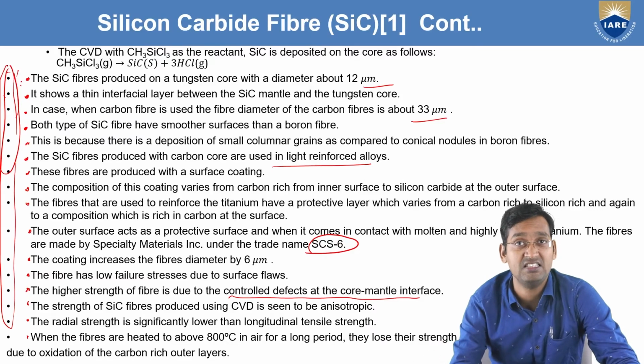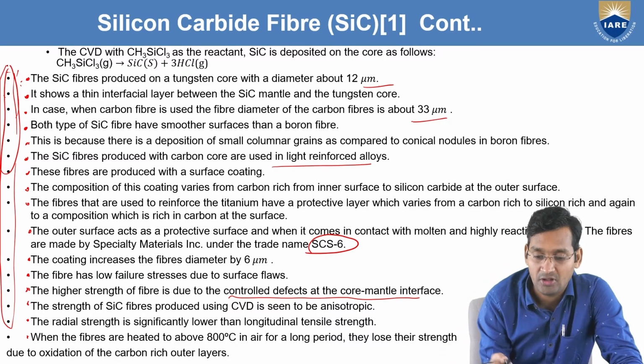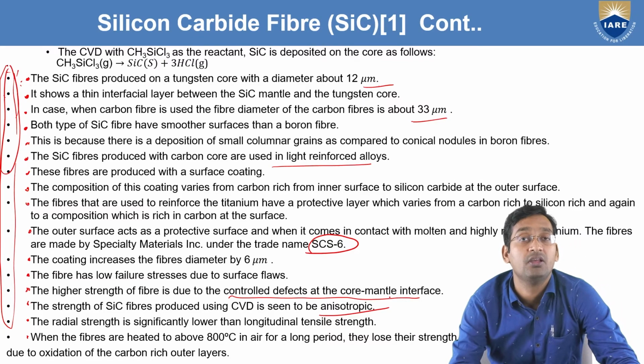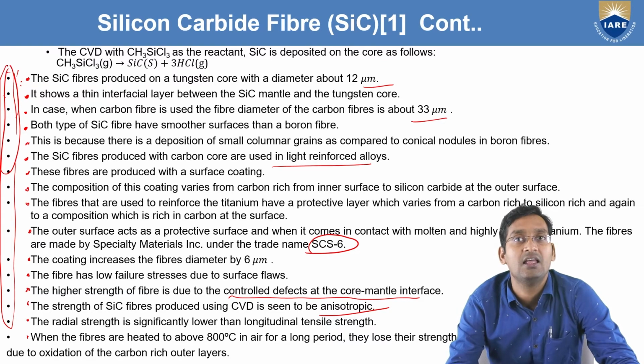The strength of SiC fiber produced using CVD is seen to be anisotropic. So silicon carbide is anisotropic in nature. The radial strength is significantly lower than the longitudinal tensile strength, meaning radially it has lesser strength compared to the longitudinal tensile strength.